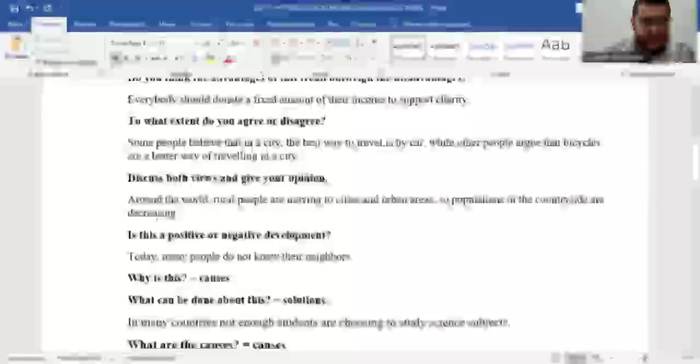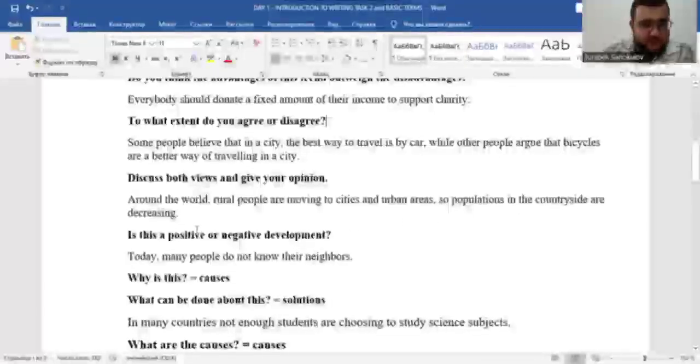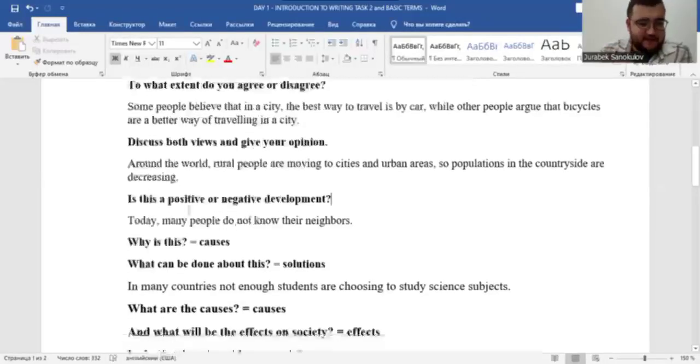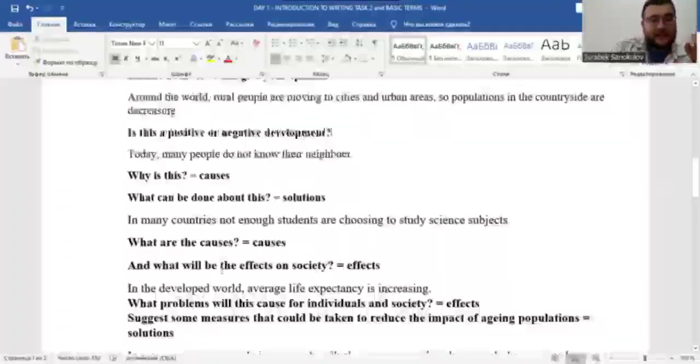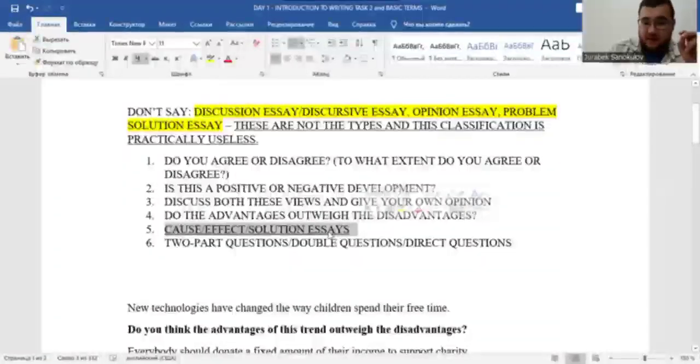Next one. Around the world, rural people are moving to cities and urban areas, so populations in the countryside are decreasing. Is this a positive or negative development? So this is the positive or negative development essay. Next one. Now, I said at the beginning that I will explain this question type in more detail. Now I'm going to do it, right?